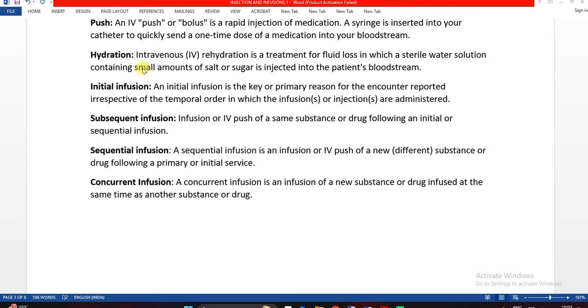Next one is hydration. So what is hydration? Most of the time, hydration is performed for fluid loss. Whenever the patient has any type of dehydration or burns, the patient will receive this hydration infusion, where small amounts of salt or sugar are infused into the patient's bloodstream in order to compensate for dehydration.